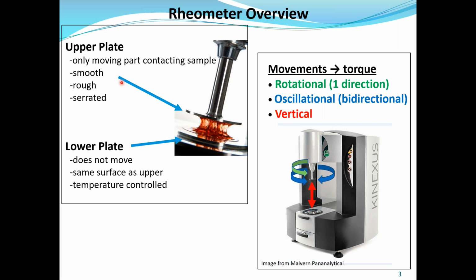So if we move further out now, this is a rheometer from Malvern. The upper plate actually has three movements. It can be rotational, you see in the green curve, and just going in one direction. It could be oscillational, bidirectional, and that could be kind of analogous to the agitator in a washing machine. And then we have a vertical movement, which is used for the evaluation of stickiness.